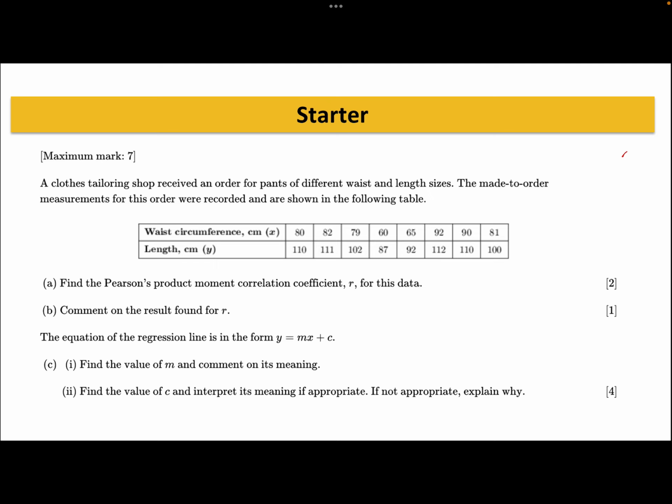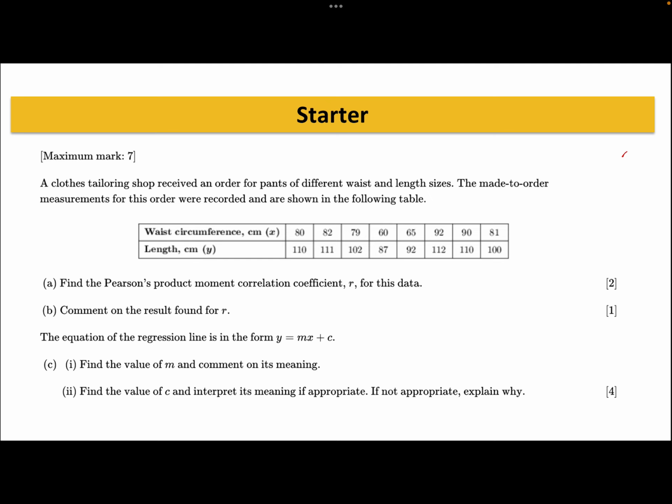Today we're going to be spending some time to talk about linear regression lines, and we're going to be looking more specifically at the regression line of y on x and x on y. Now this is one of the content that is done in both the AA and the AI course.